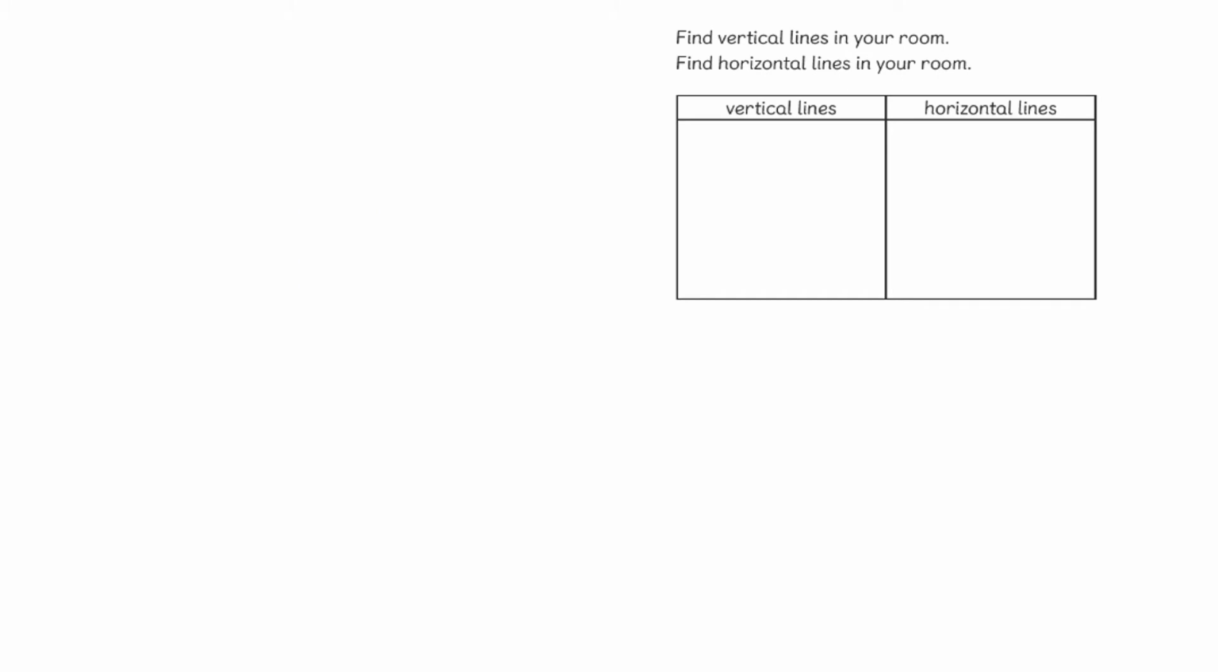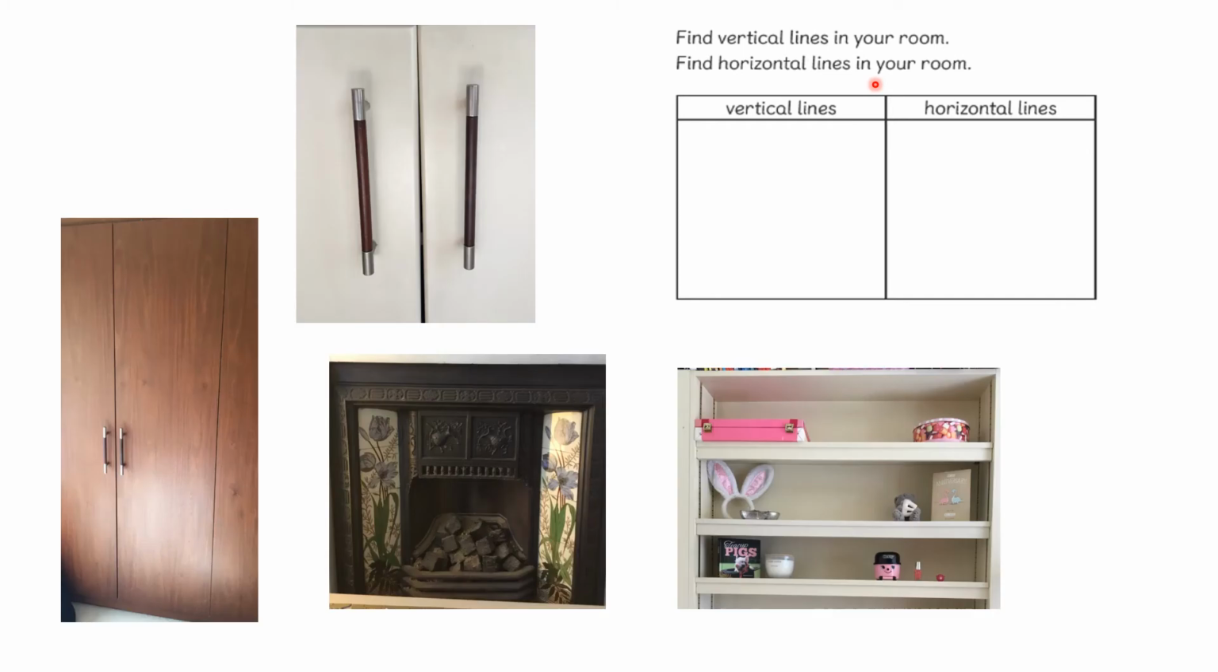Now we are going to think about the two new words that we learnt today. We learnt about vertical lines and horizontal lines. I had a look around my house to see if I could find any vertical lines or any horizontal lines. This is what I found.